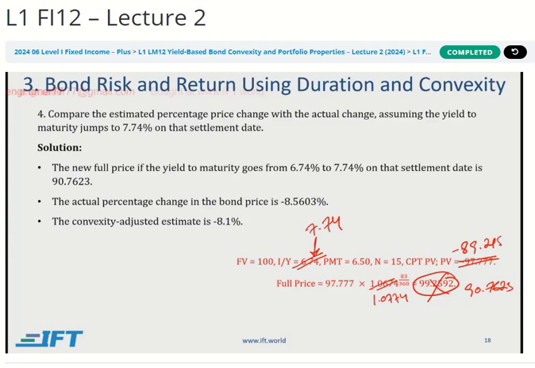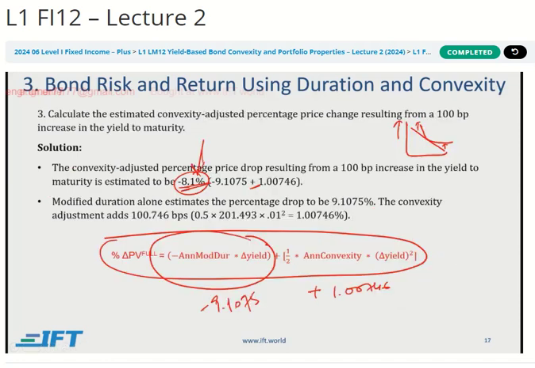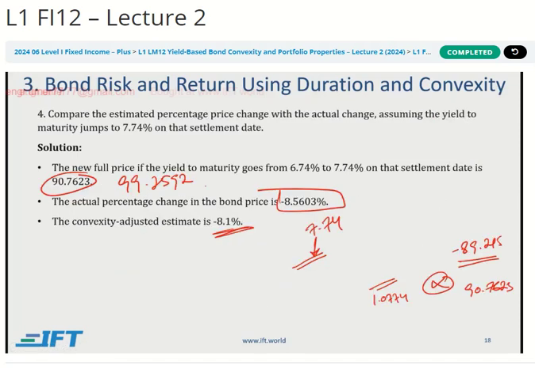And if you compare 90.7623 to your original one, which was 99.2592, then you see that that is a change of 8.5%. It has gone down by 8.5%. But if you remember, the estimated amount that you were calculating was 8.1, which was over here. So this 8.1 is the one that you were calculating earlier. So that is your first question.